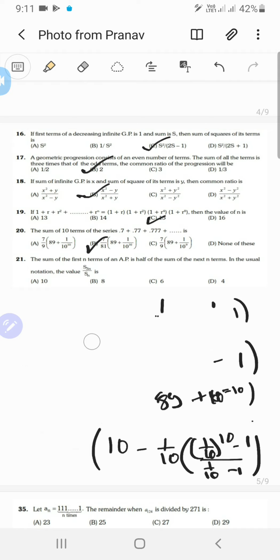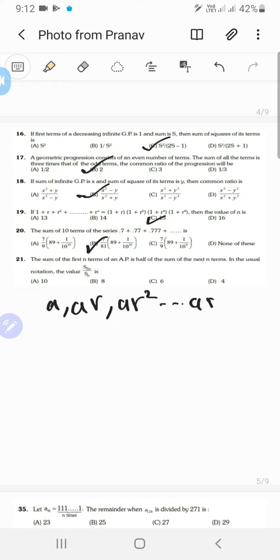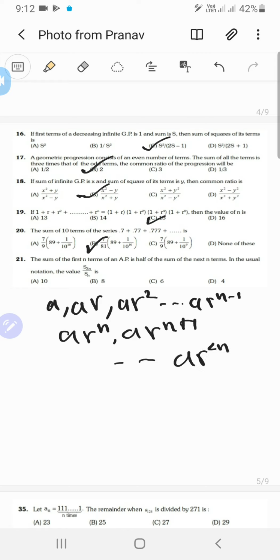The sum of the first n terms of an AP is half the sum of the next n terms. In the usual notation, the value of S3n upon Sn is... Okay, so the sum of the first n terms of an AP is supposed to be equal to half the sum of the next n terms. Suppose this is a, ar, ar squared, all the way to ar to the n minus 1. These are the first n terms, and you have ar to the n power, ar to the n plus 1 power, and it keeps on going till you get ar to the 2n minus 1 power, right?